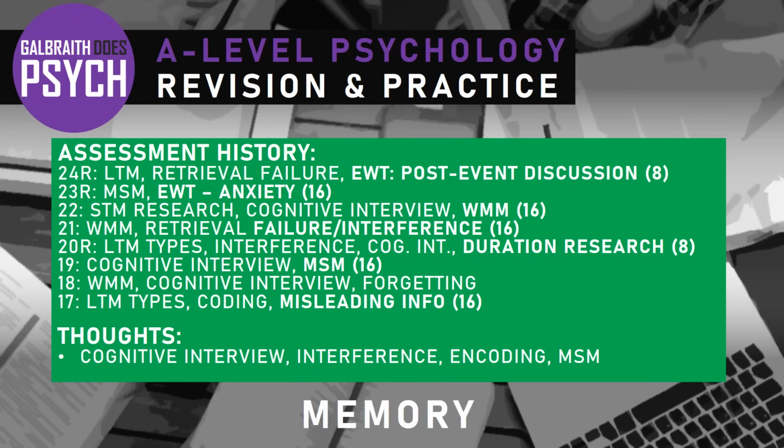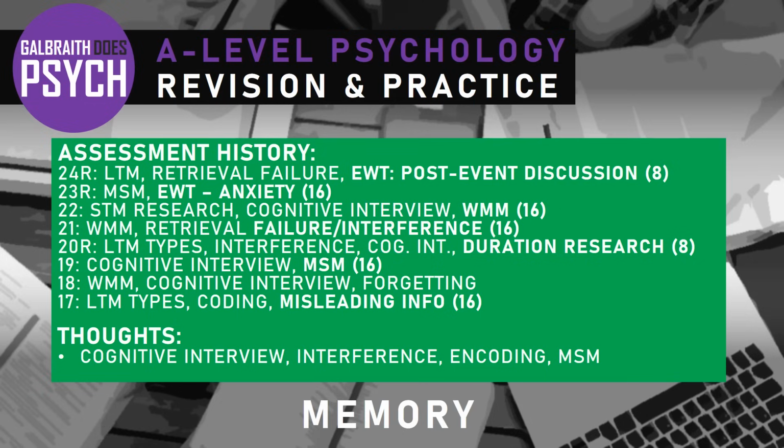Other thoughts, we've had a 16 marker on retrieval failure and interference together. We haven't really seen that as an 8 marker separately, so it could be worth making sure that interference particularly, just because retrieval failure came up last year, maybe make sure you've got some knowledge and evaluation of that. Although, of course, there's nothing to stop them putting retrieval failure back in again this year. A bit like what they did with social influence last year. Not many people thought that minority influence would come up again, but it did.